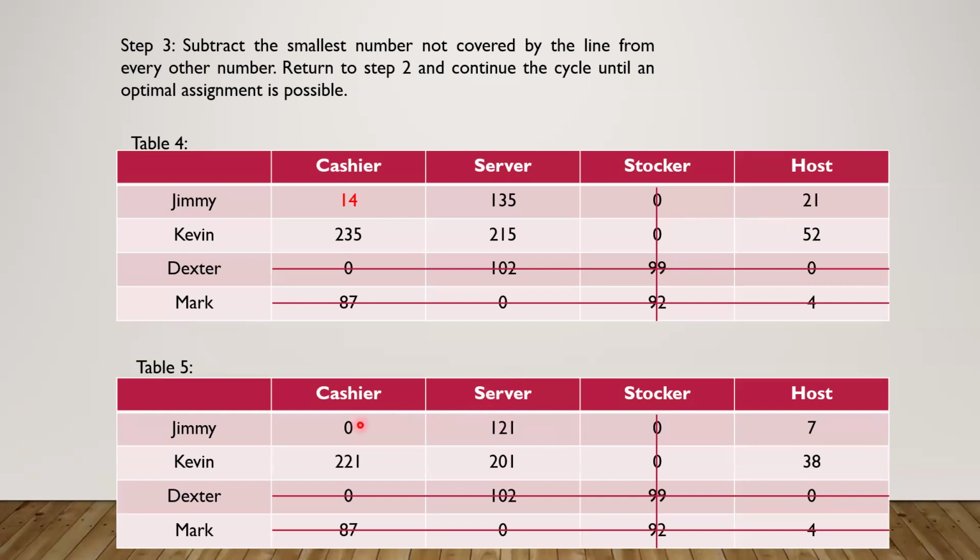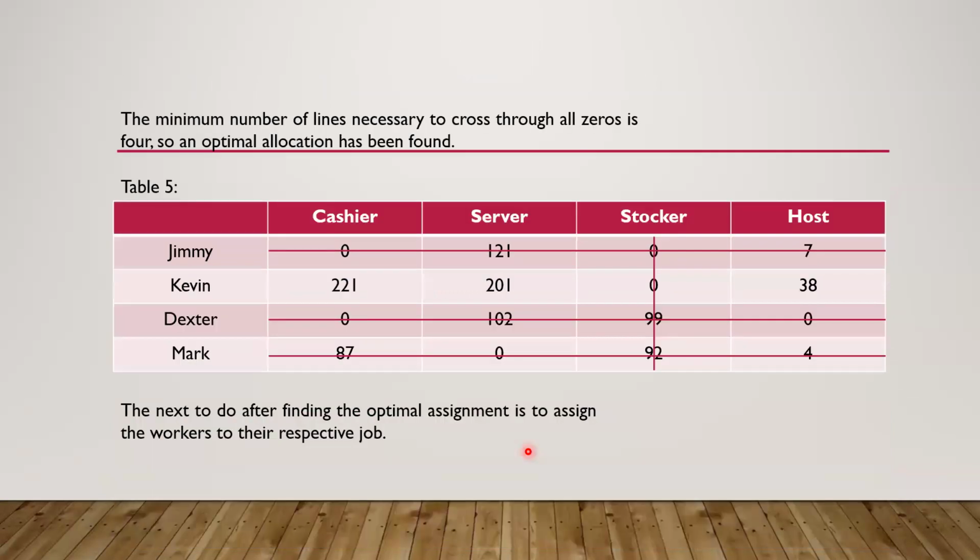Table 5, we have the 0 and the subtracted numbers. The minimum number of lines necessary to cross through all zeros is 4. So an optimal allocation has been found. So in table 5, we have 4 lines. So we found the solution.